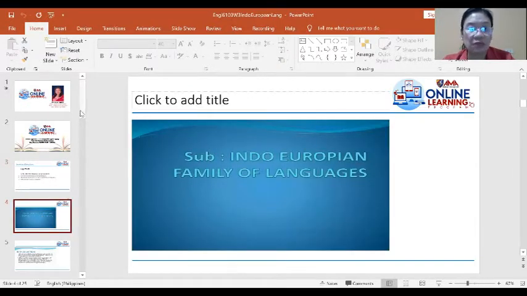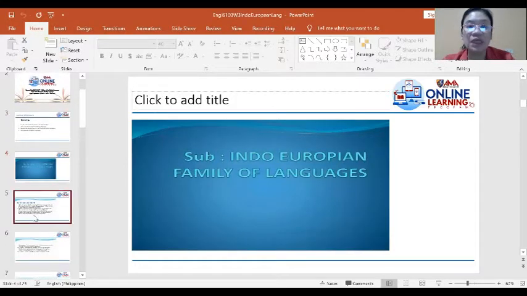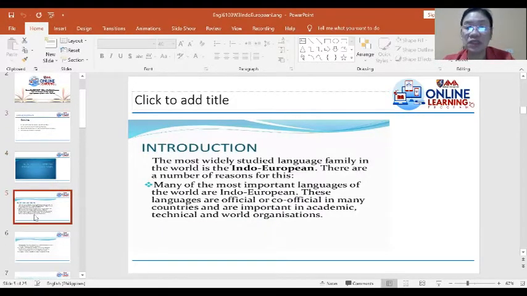So let us have some introduction about these Indo-European languages, or family languages. Okay, so this is the most widely studied languages family or language family in the world. Okay, so this is the Indo-European family languages. And there are a number of reasons for this.